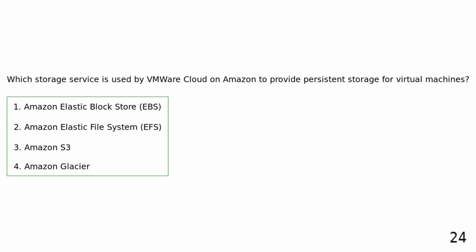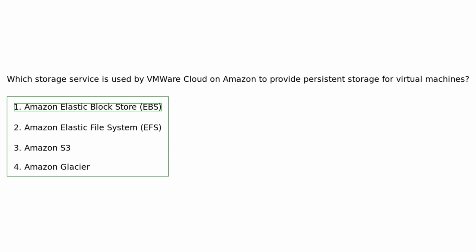Which storage service is used by VMware Cloud on Amazon to provide persistent storage for virtual machines? Amazon Elastic Block Store, Amazon Elastic File System, Amazon S3, Amazon Glacier. VMware Cloud on AWS leverages Amazon Elastic Block Store to provide persistent block-level storage for virtual machines running in the AWS cloud.